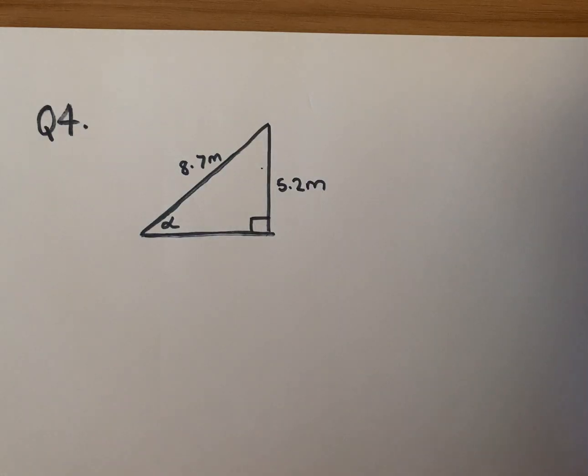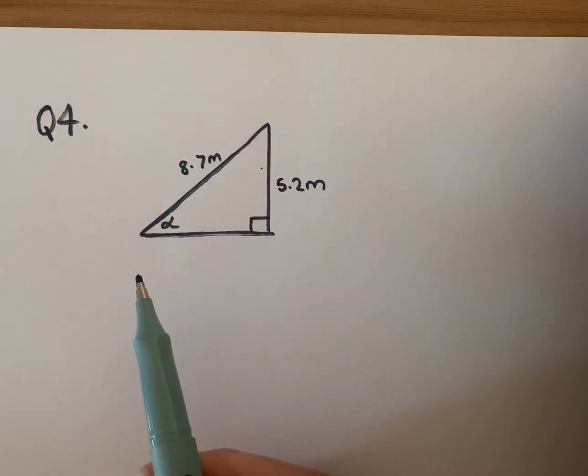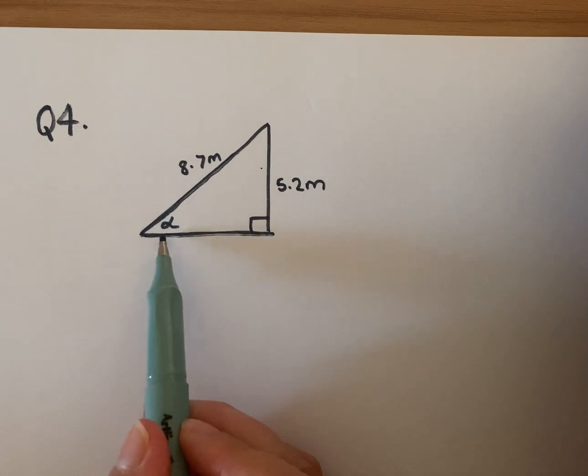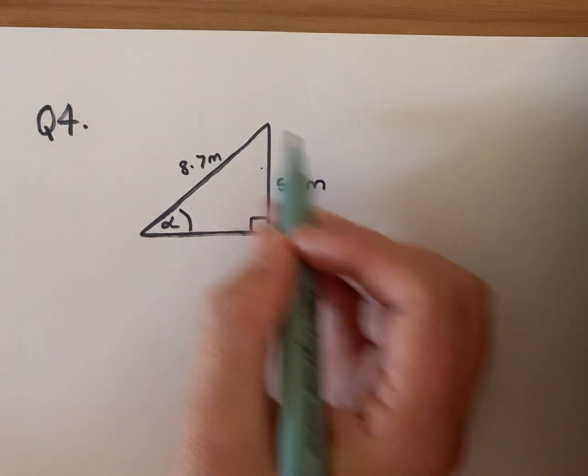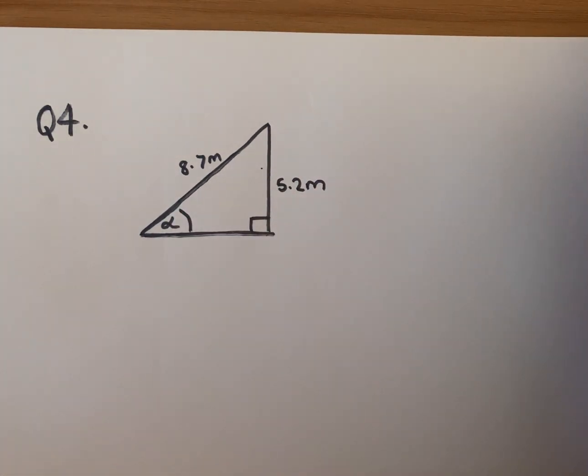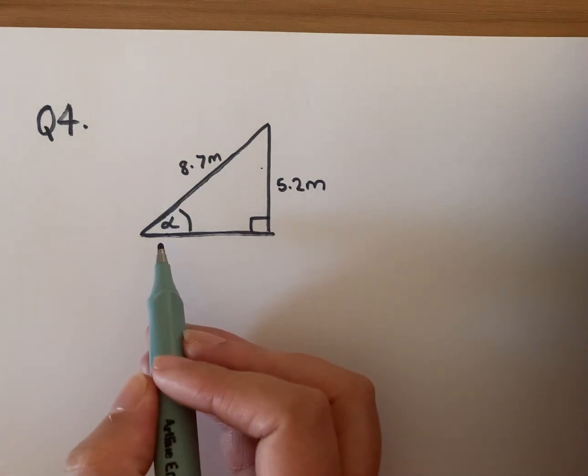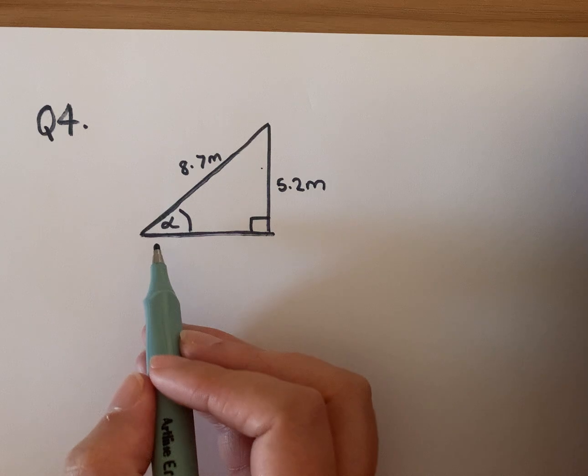Okay, so question 4 asks us to find the size of angle alpha. So that's angle alpha there. They've given us this lovely right angle triangle. I've just copied it down pretty roughly. It says to find the size of angle alpha correct to the nearest minute.